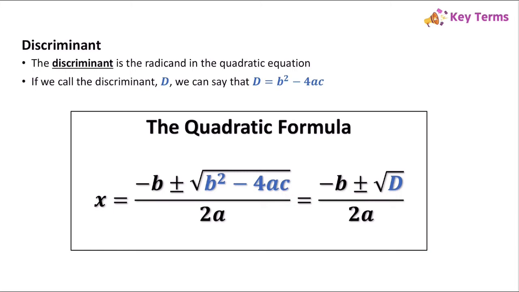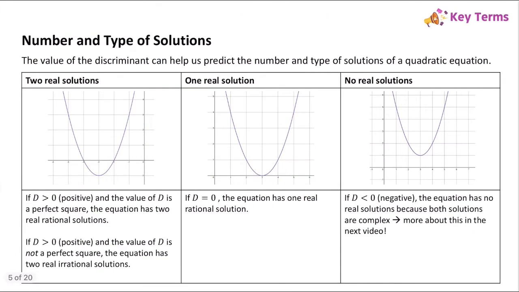What we're going to be doing in these problems is taking a minute to calculate this value of d. Once we do that, we can predict the type and number of solutions. And we can also just plug that d value right into the quadratic formula. So the number and type of solutions can be predicted by the value of the discriminant.